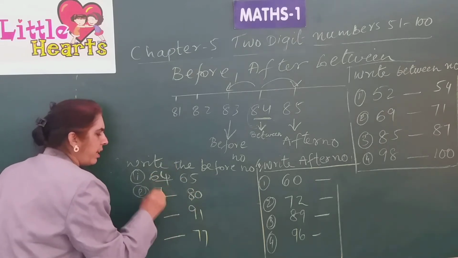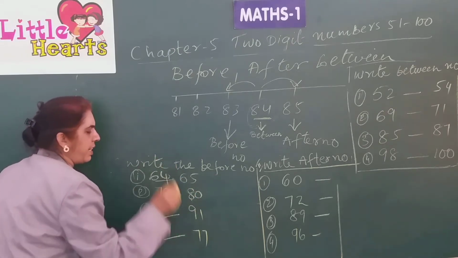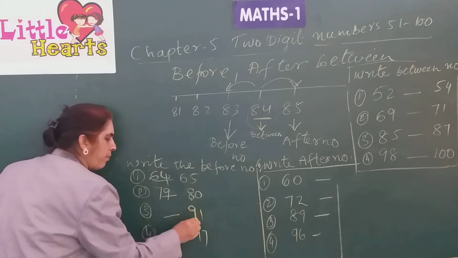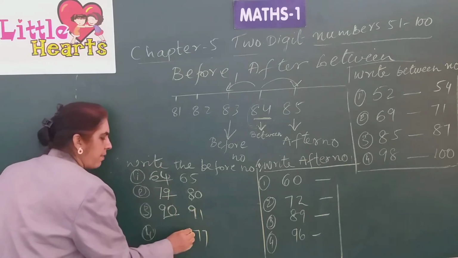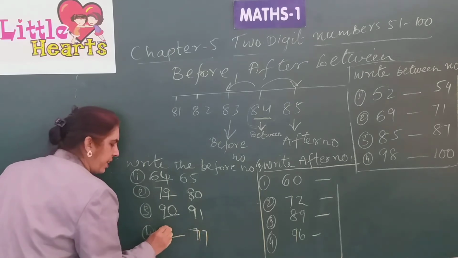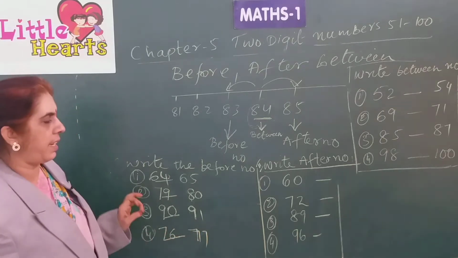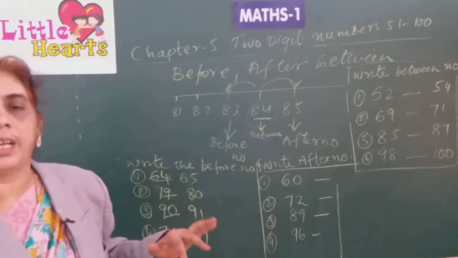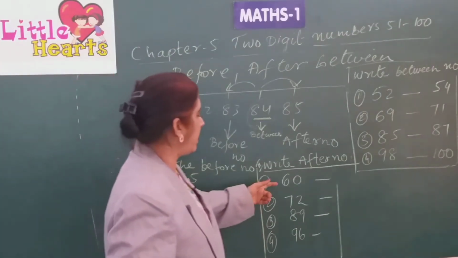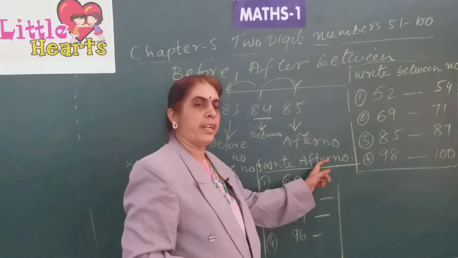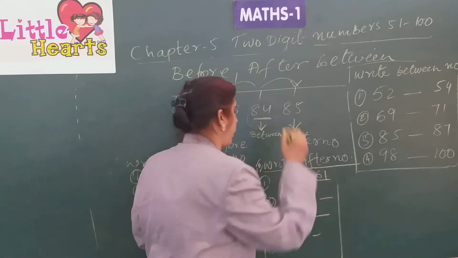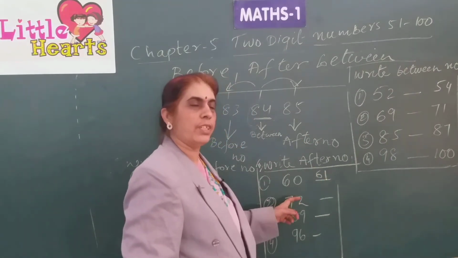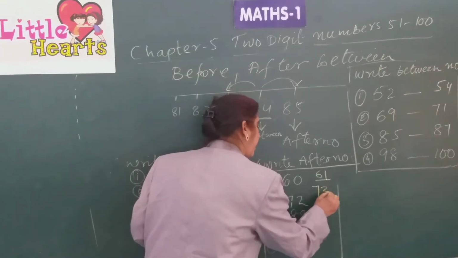80. The number that comes before 80 is 79. 91, the before number of 91 is 90. 77, the before number of 77 is 76. Already we have learned how to write numbers from 50 to 100. Now 60, the after number. The after number of 60 is 61. 72, the after number of 72 is 73.